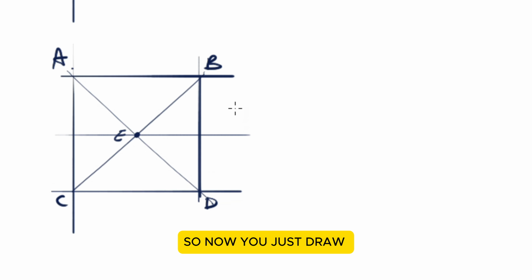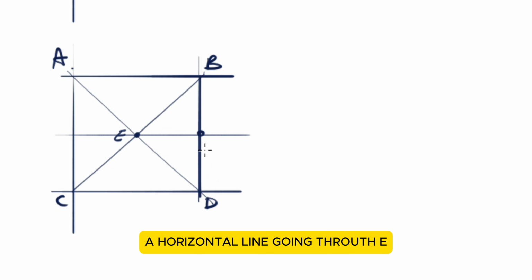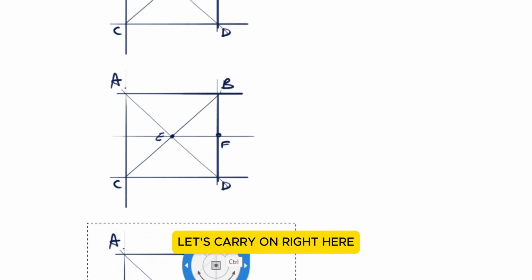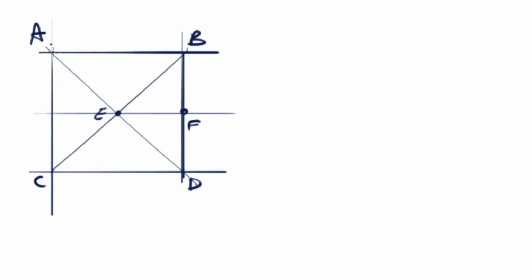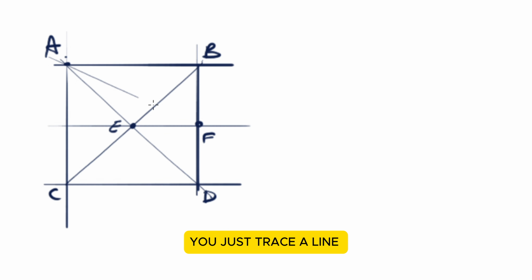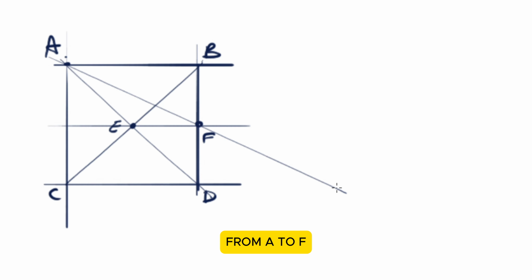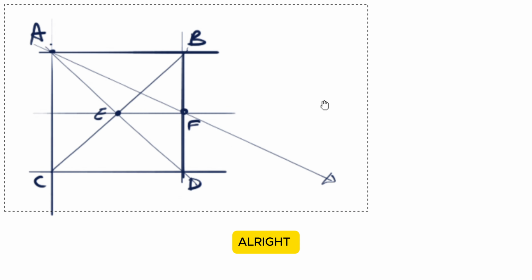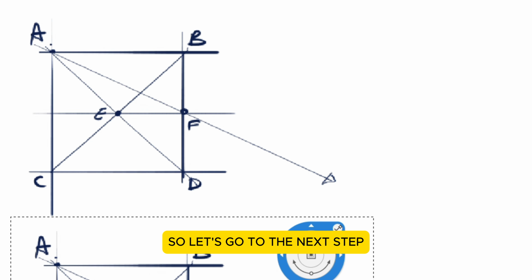So now you just draw a horizontal line going to E, and you get this little new point, which is F. Okay, let's carry on right here. So what now we are going to duplicate, we start to duplicate this box. You just trace a line from A to F and you prolongate it to the other side. All right. So let's go to the next step.